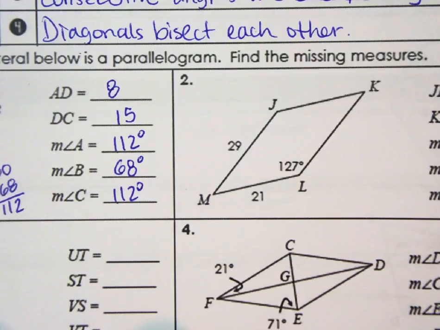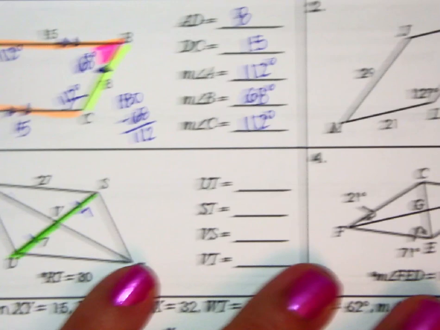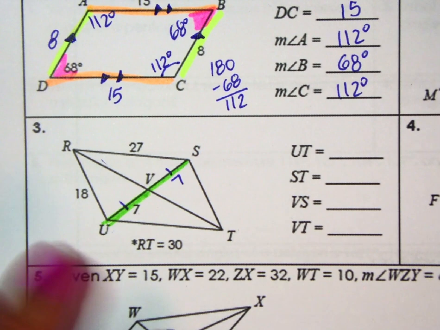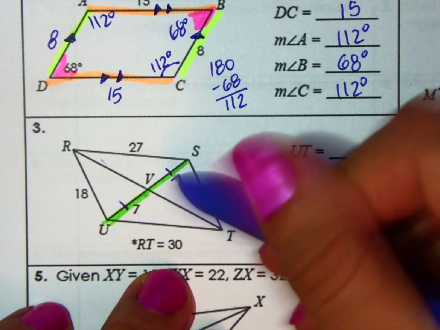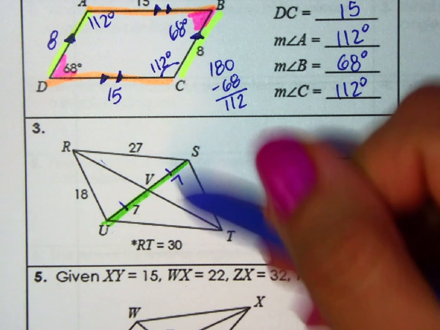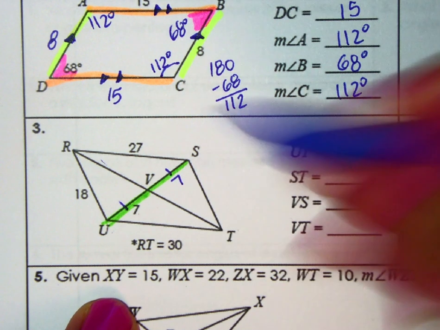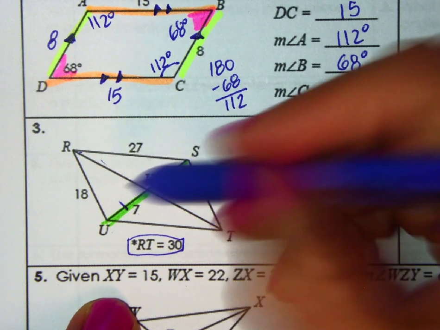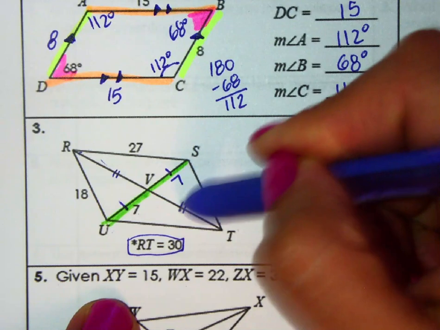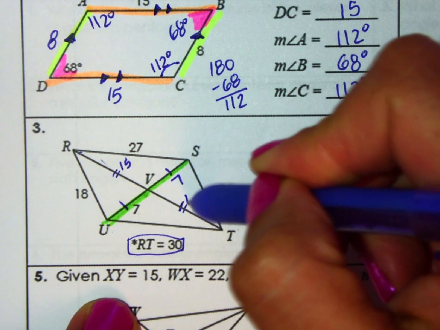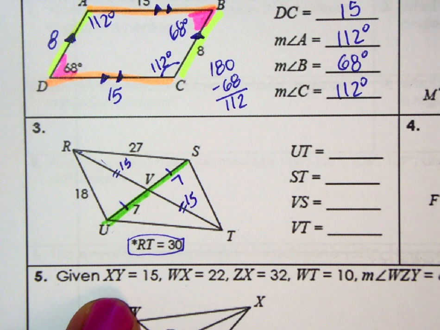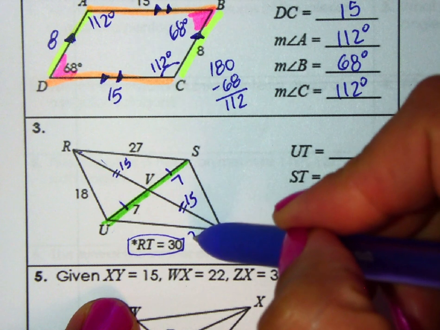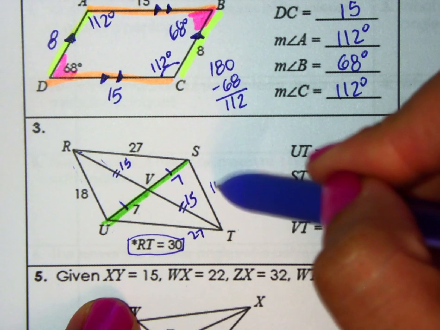All right, so number 2 is similar to that. Try it on your own, and if you need me to check your answer, just let me know in class. Number 3, we have these diagonals crossing each other, so they're bisecting, so 7 and 7. This one says RT equals 30, so RT is the whole thing, which means that these two are equal to each other. So we can assume that this is 15 and 15. And the sides, again, opposite of each other, 27 and 27 down here, and then 18 and 18 across.